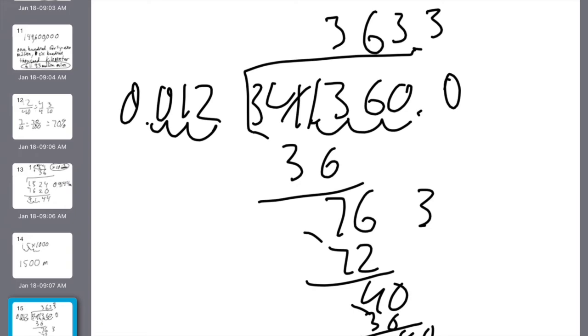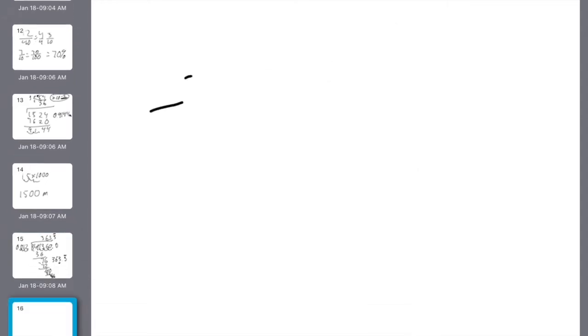Remember, we have repeating decimals. So let me erase that. My answer is 363.3. Repeating. You can't put the repeating bar over this, guys, even though that's where it starts, because it's not past the decimal point yet.